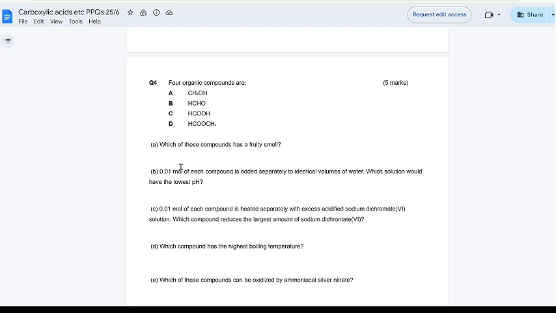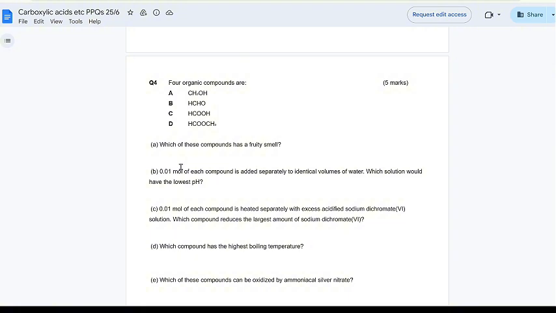Each one is heated separately with excess of sodium dichromate. Which compound reduces the largest amount? It would be the alcohol, surely. A. And it's a primary one as well. D. Highest boiling temperature.